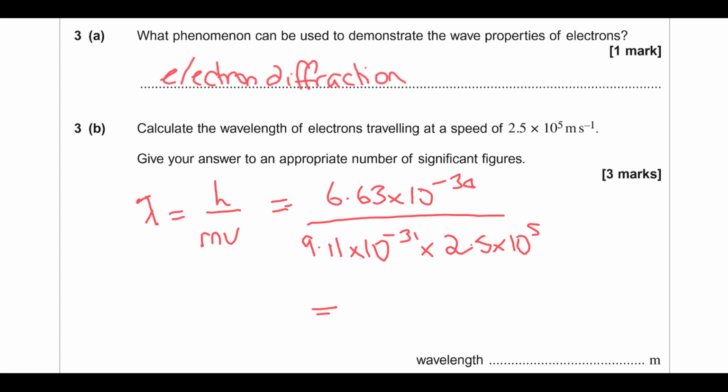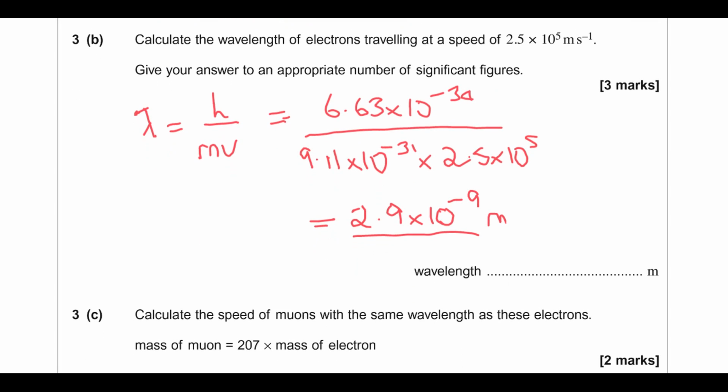And then if we put this into the calculator, we come out with a value of 2.9 times 10 to the minus 9 meters, which is a similar order of magnitude to the size of an atom. An atom's about 10 to the minus 10, so it's about 10 times the size of an atom, give or take. Okay, so that's that one.